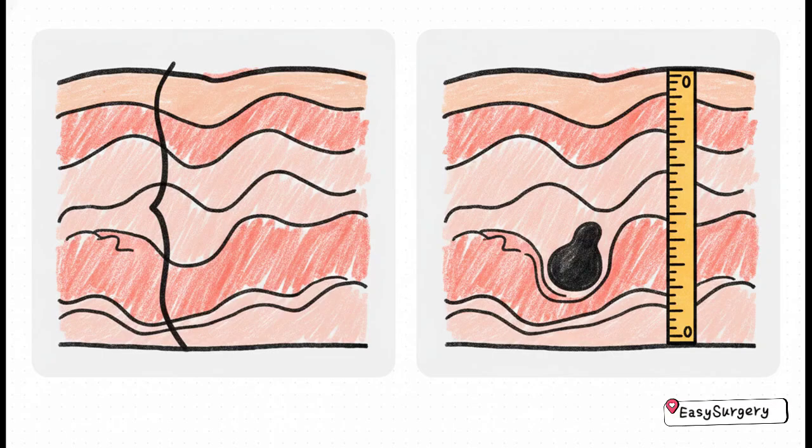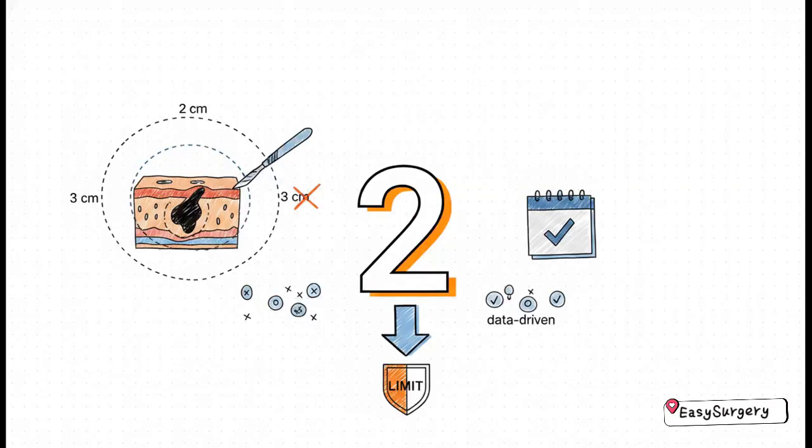Now, regarding surgical excision margins for melanoma, 2 centimeters. That is a hard, data-driven limit. According to the NCCN guidelines, even for melanomas with a depth greater than 2 millimeters, taking surgical margins greater than 2 centimeters does absolutely nothing to reduce local regional recurrence rates. Taking a 3-centimeter margin offers 0 benefit over a 2-centimeter margin. So 2 centimeters is the magic number.